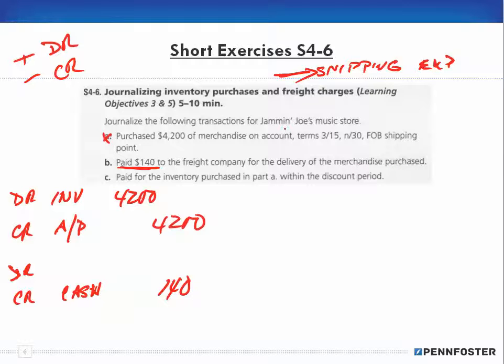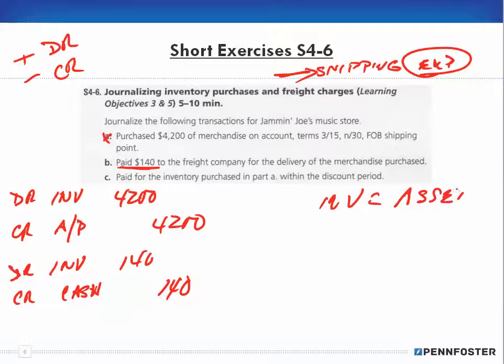Well, if the merchandise purchased is inventory, which is an asset, the freight is associated with that purchase. So even though I'm paying it to the freight company, that increases the value of that merchandise. So I'm going to end up debiting the merchandise inventory account for the 140. It's not an expense. Expenses are used for the normal operation of the business. Inventory is an asset, so it's not a normal expense to the business. Anything that is involved in the purchase of an asset gets put to that asset account. In this case, it's inventory.